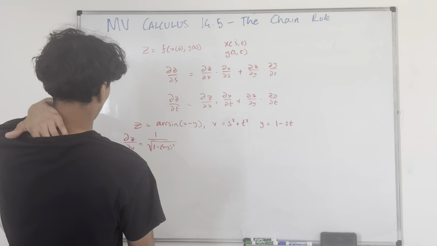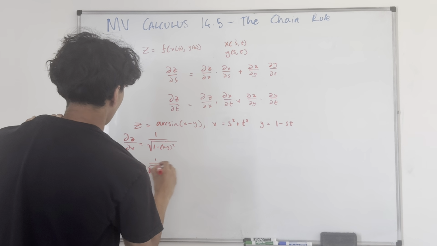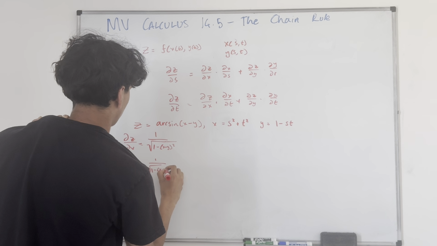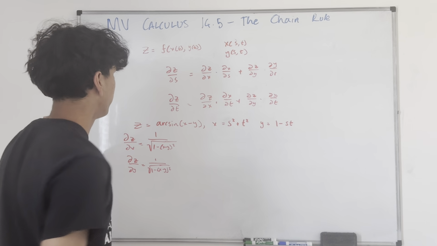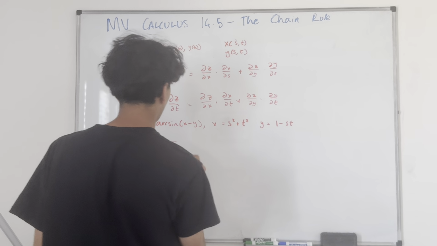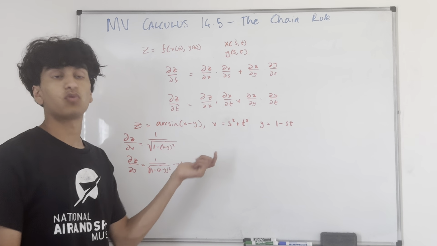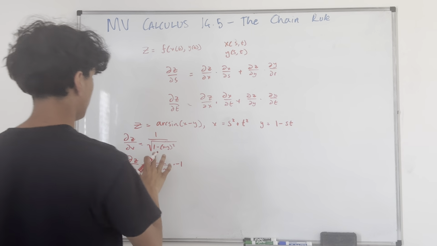Because it's chain rule. So partial z partial y is very similar: 1 over root 1 minus x minus y squared. The derivative of the inside now, though, is negative 1, because now we're differentiating x minus y with respect to y, and the derivative in this case would be negative 1, because of that negative sign there. So I get negative.